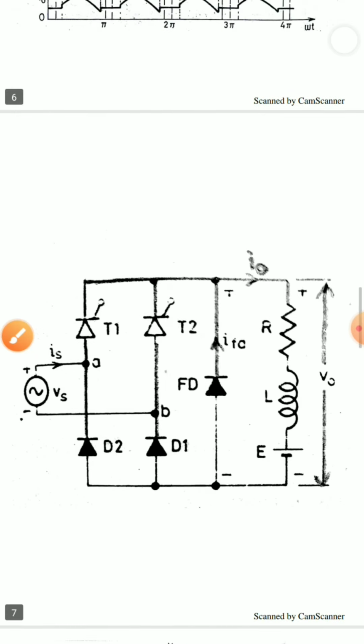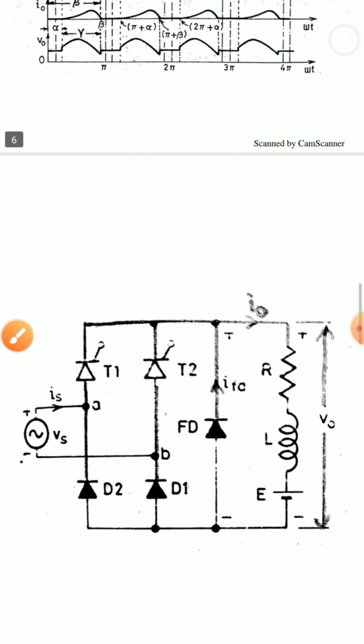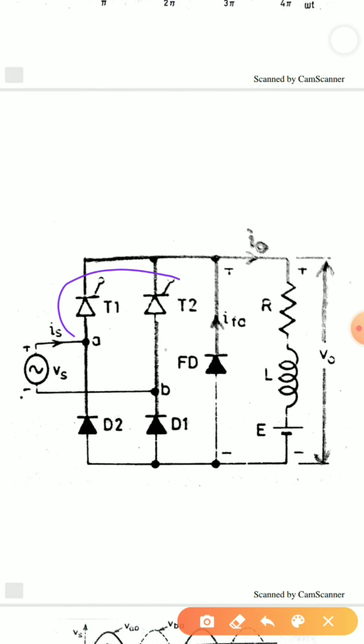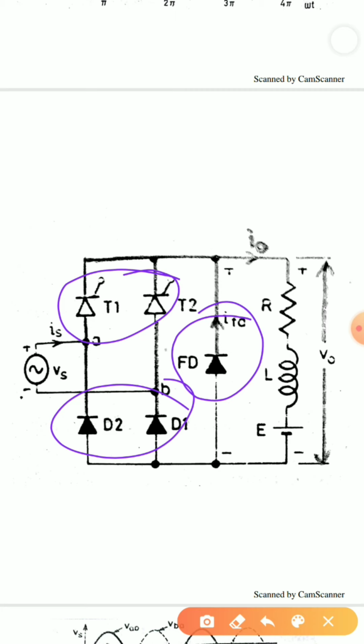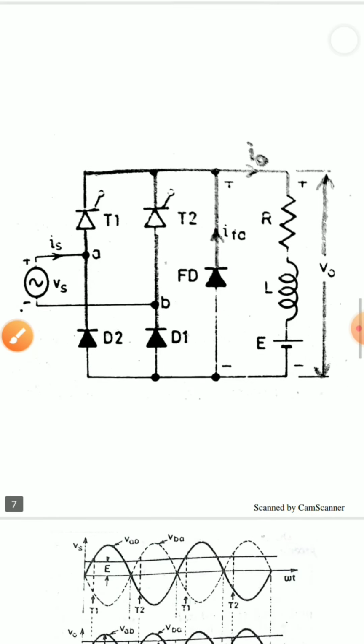Now in a semi converter, here we can see that two SCRs are there, two diodes are there and one freewheeling diode is there. As we have already discussed, a freewheeling diode is nothing but it provides a path for the current that is stored in the load to discharge.